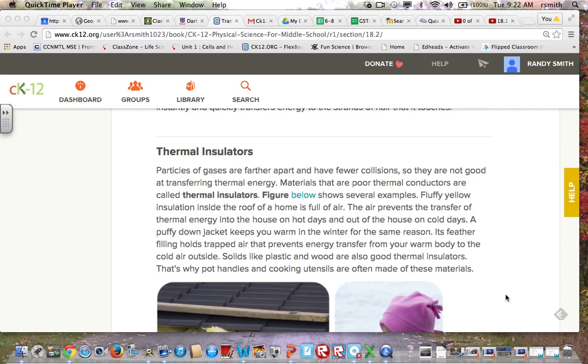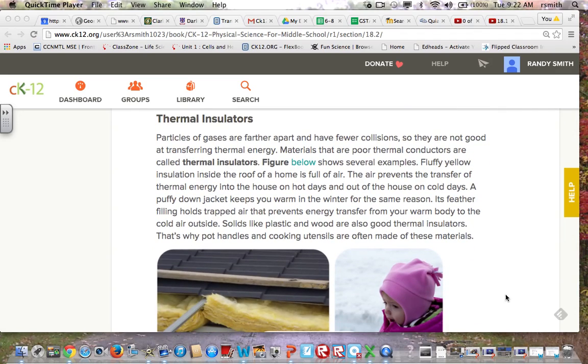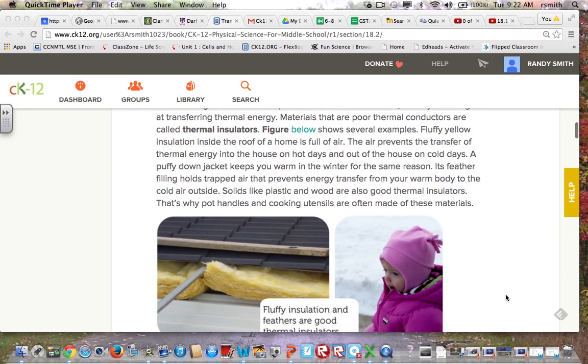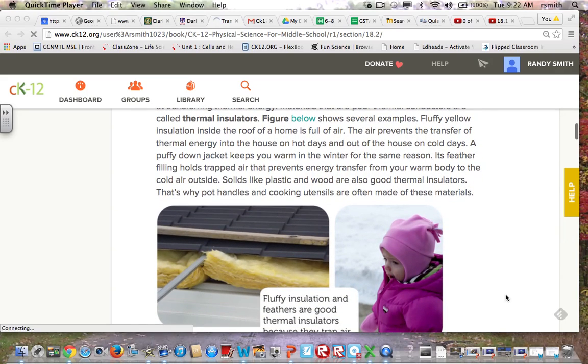Thermal insulators. Particles of gases are further apart and have fewer collisions, so they are not good at transferring thermal energy. Materials that are poor thermal conductors are called thermal insulators. The figure below shows several examples of this. A fluffy yellow insulation inside the roof of a home is full of air. The air prevents the transfer of thermal energy into the house on hot days and out of the house on cold days. The puffy down jacket keeps you warm in the wintertime for the same reason.